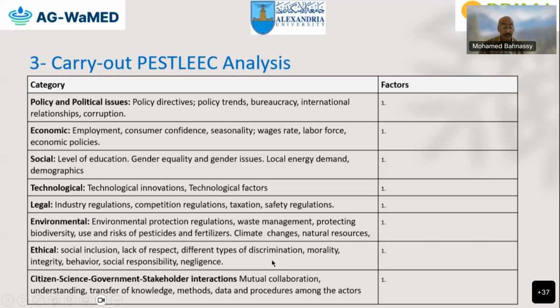social responsibility, and negligence. For the citizen science stakeholders interaction, we use mutual collaboration, understanding, transfer of knowledge, methods, data, and procedures among the actors. So these are the points that the analysis concentrates on.